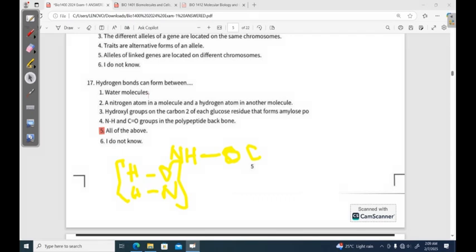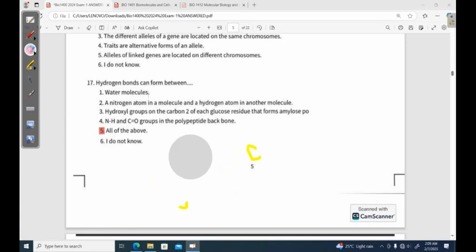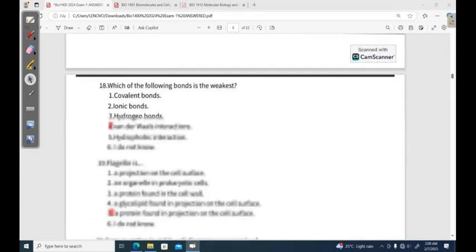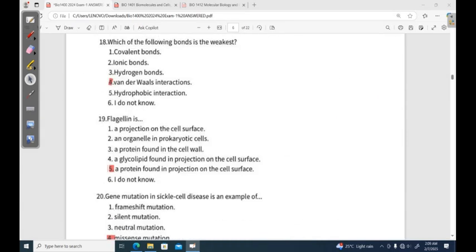Our next question reads, which of the following bonds is the weakest? Again, the answer is van der Waals forces, because they are weak and non-specific. The force is dependent on whether they are close or not. The closer they are, the stronger. The further apart they are from each other, the weaker. Because of this, they have what we call fluctuations, and that's why they are the weakest.